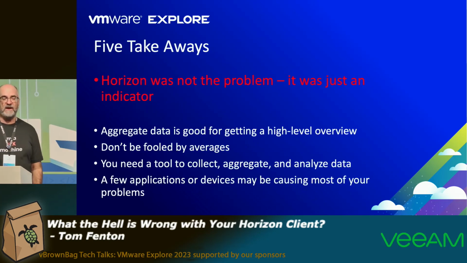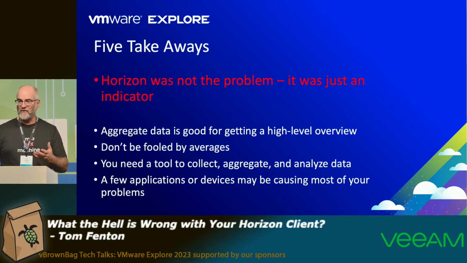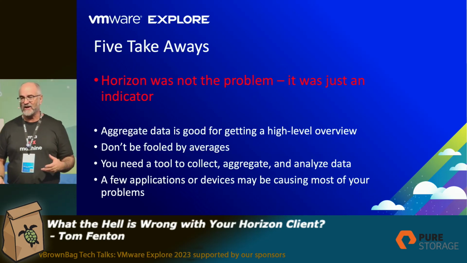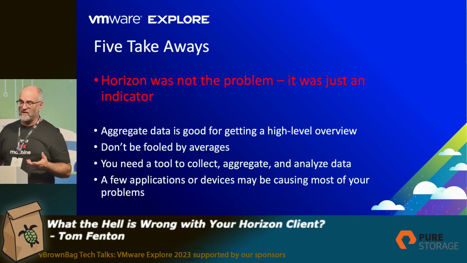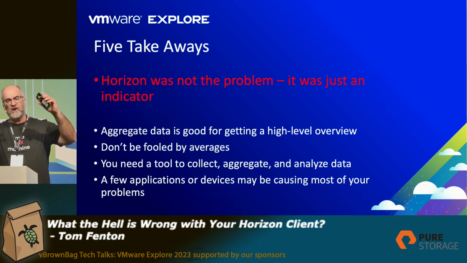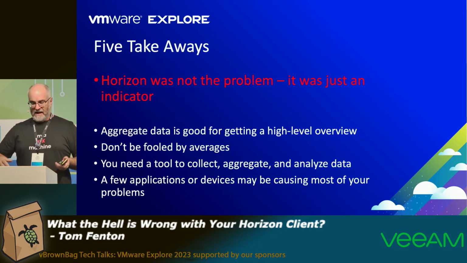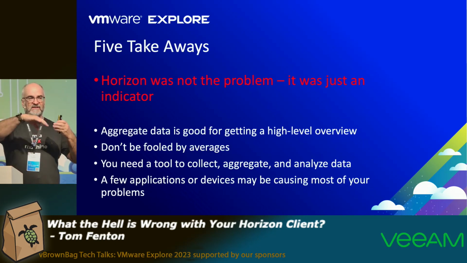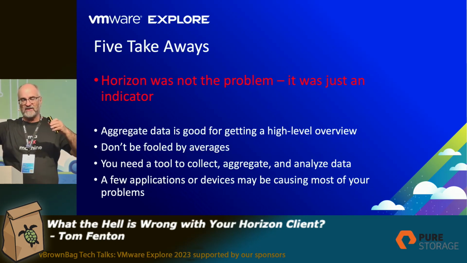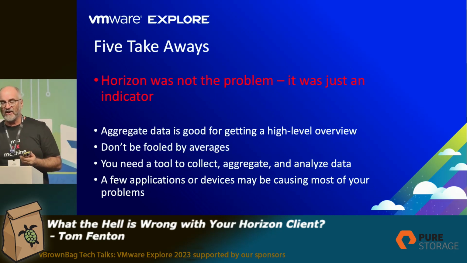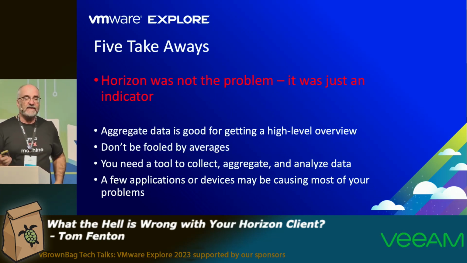So my big 5 takeaways: hey, we have a problem with our Horizon desktops. No, you don't. It's your endpoints, it's your networking, it's your infrastructure. We looked and their desktops were running just fine. Then we needed to aggregate the data and get a high-level picture. And don't be fooled by the average, because looking at the numbers, average things are horrible just because these 9, 10 devices were given all sorts of blue screens of death and application failures. And you need a tool to collect that information, aggregate it, and analyze it.